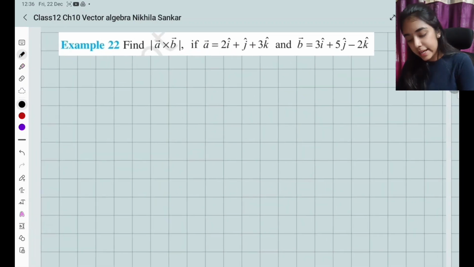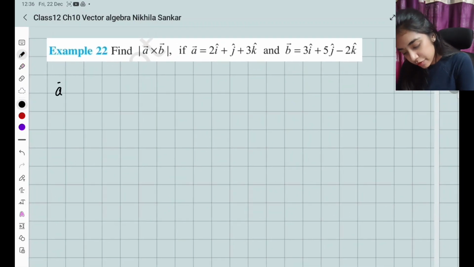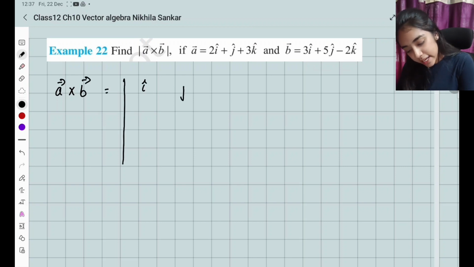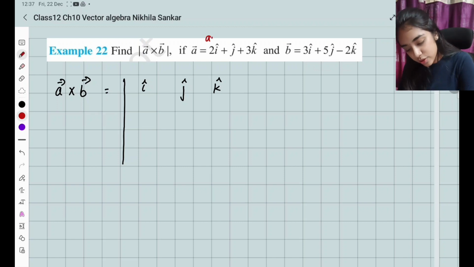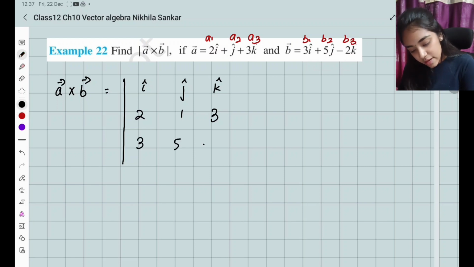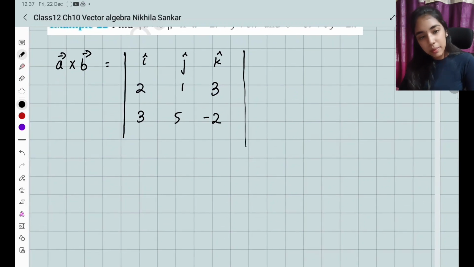Okay, example 22. Now I need to find A cross B. So I have the determinant of I cap, J cap, K cap. This is my first row. Now what do I write in the second row? I need to write A1, A2, A3. So let me write the values 2, 1, 3. Now in the third row I have B1, B2 and B3, so we write the coefficients here. So I have 3, 5, minus 2. After this, we need to take the determinant.